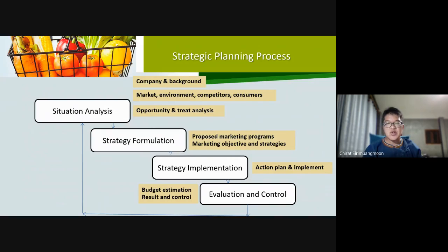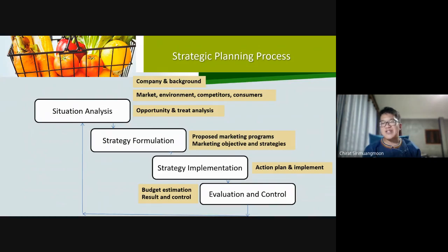After that, if you know a lot about your company, opportunities, threats, consumers, and competitors, you need to create the strategies. In this case, you need to propose the marketing program that you want to do, then give some reasons why you want to do it, like marketing objectives and some strategies that you need to apply. After that, you implement those strategies. Actually, strategy implementation needs to include the budget estimation, right? Then the action plan and implementation should run smoothly.